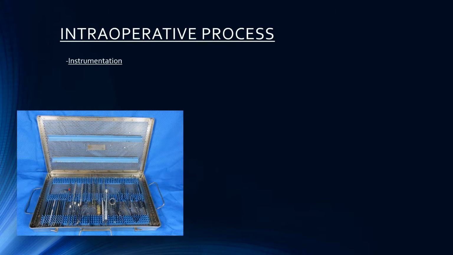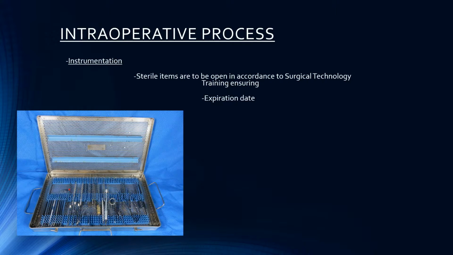For the intraoperative process, the CST portion of it, you have instrumentation. You have the sterile items that are to be opened in accordance with surgical technology training. Make sure that when you open these things, you're observing the way that you were trained, and it is done within the policy. Obviously each surgical technologist was taught the same way. There's no two ways of opening things. It was done in training when you were in surgical technology school.